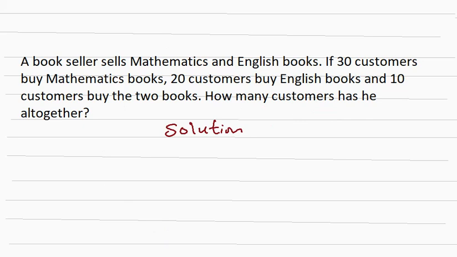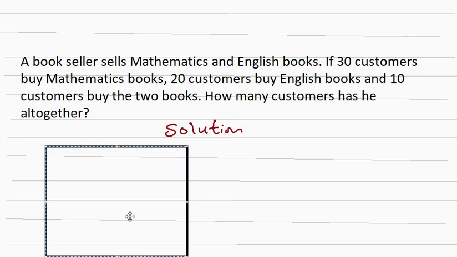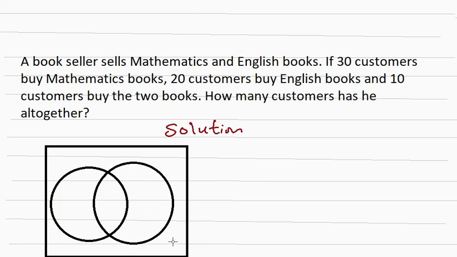because we have done something similar to this. This can be solved easily using a Venn diagram. With the Venn diagram, we have two subsets, one for English and the other for mathematics.